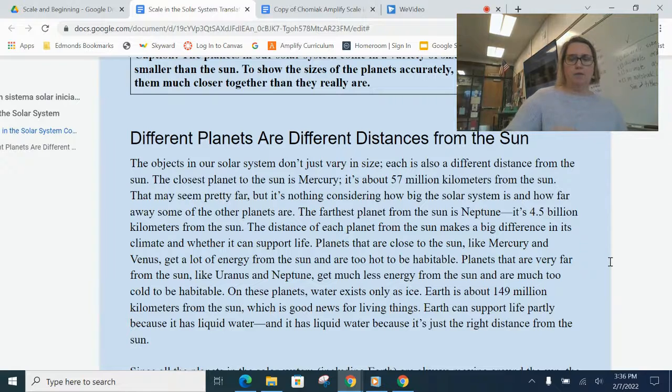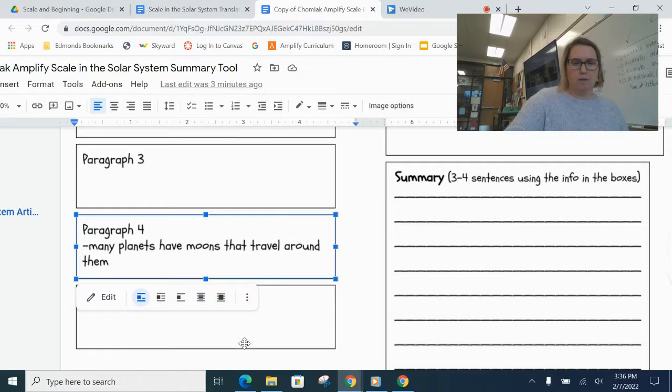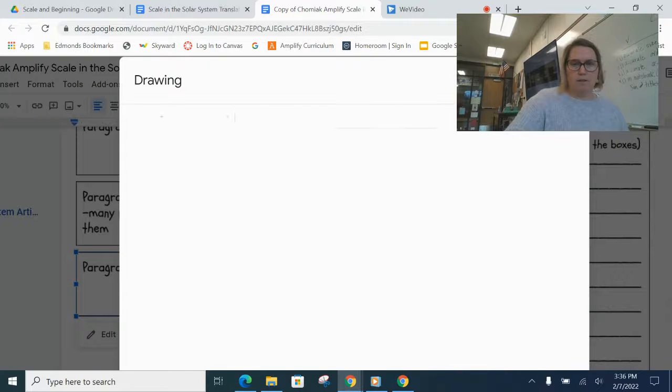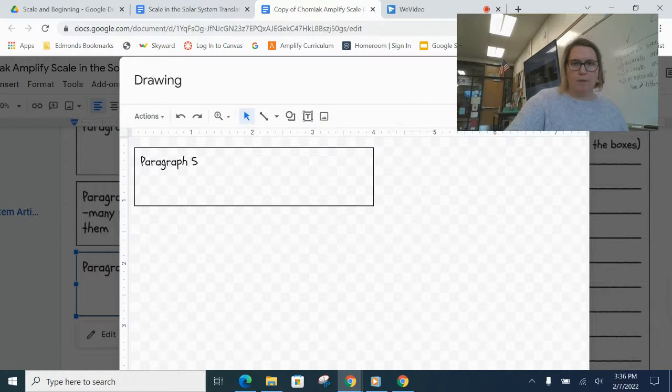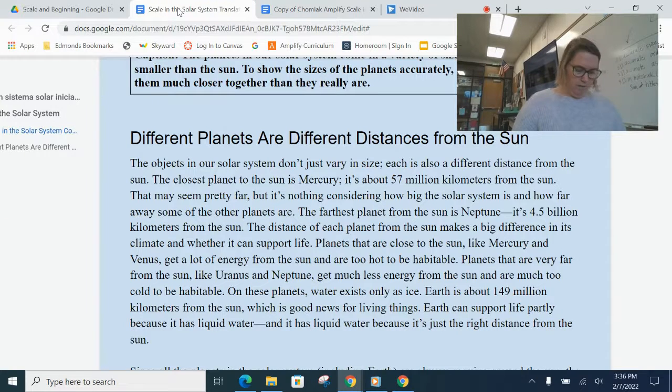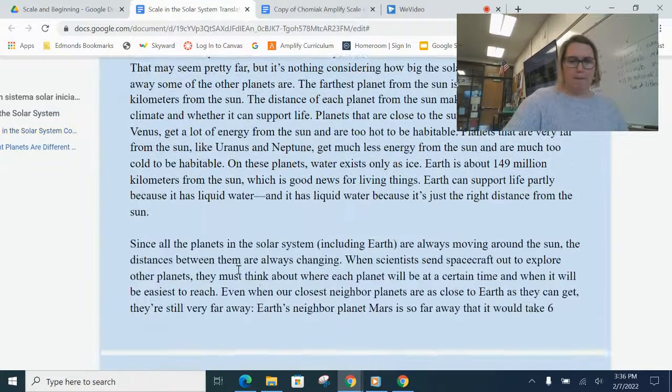Okay? Again, if you're doing this digitally, what you'll do is the same thing. You'll go to your paragraph, you'll hit edit, and you'll continue. Okay? Save and close, and then you'll go on. All right, three more paragraphs. This isn't too bad.